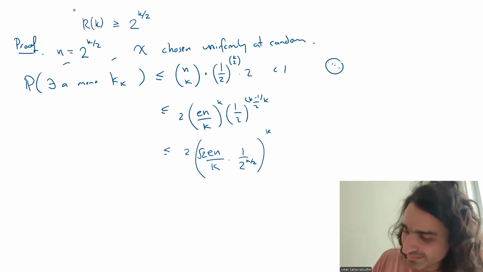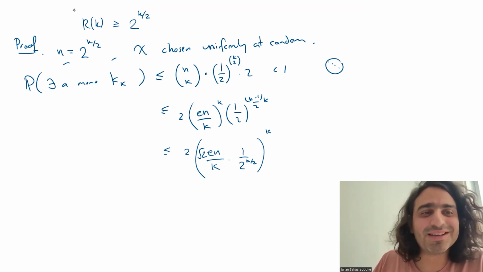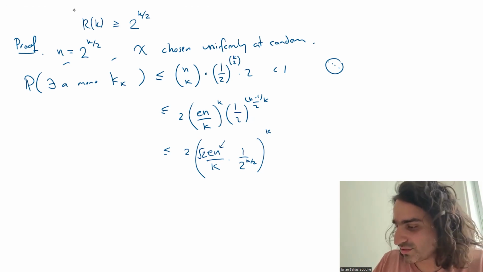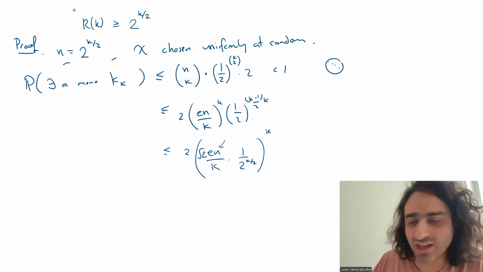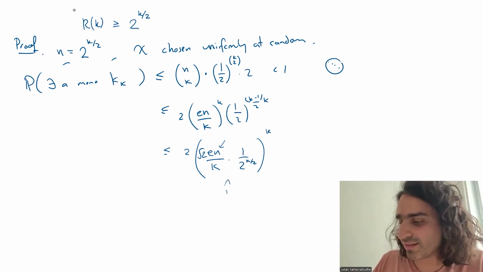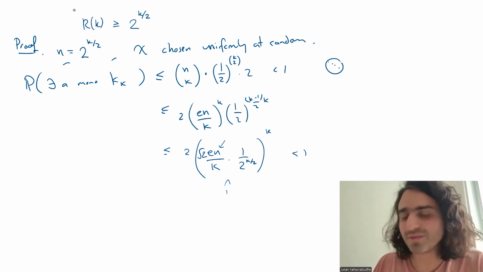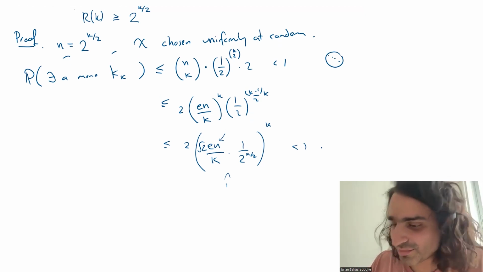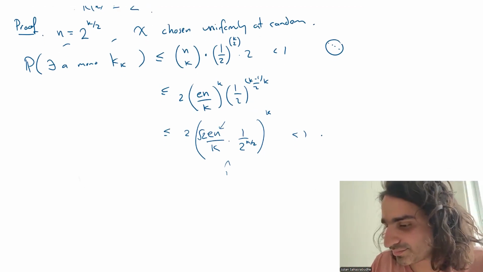Right, so the point is basically what's happening here. Now you just see the numerics coming out of this calculation, right? If this n is 2 to the k over 2, then this n is exactly canceling with this. And actually we have this extra k here that's like change. So this whole thing is much less than 1. So this is actually a genuine proof of this lower bound.